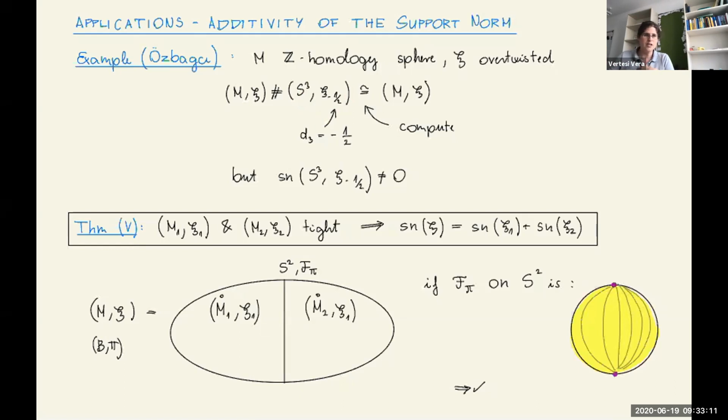Okay, but we used Eliashberg's theorem for over-twisted contact structures, so maybe it works for tight ones, and that's what I proved, that it actually does work for tight contact structures. So the statement is the following: if you have two tight contact structures and you connect sum them, then the support norm of the connected sum is the sum of the support norms of the two contact structures you started with.